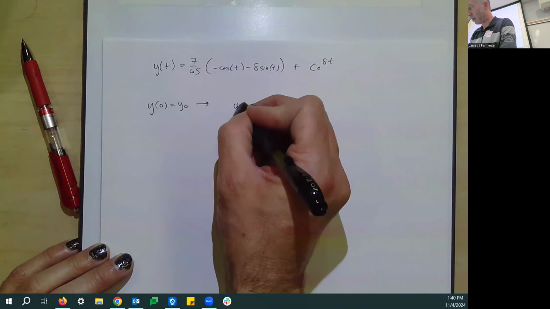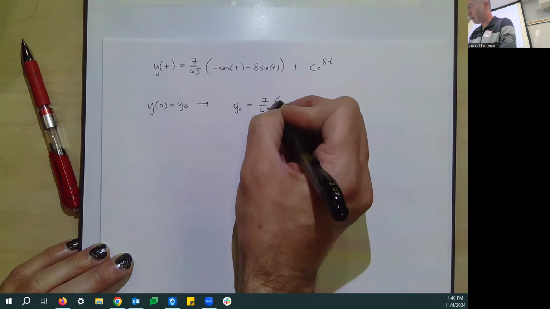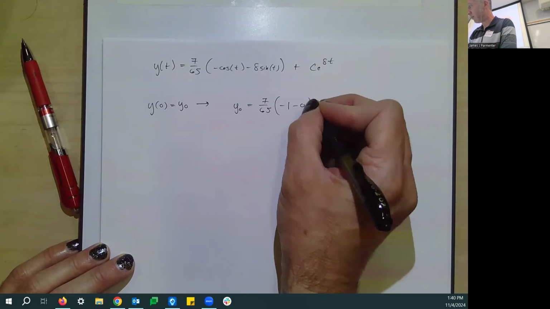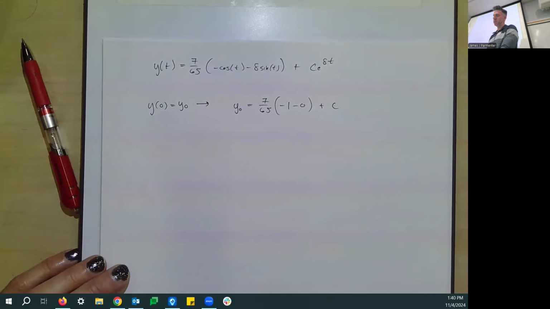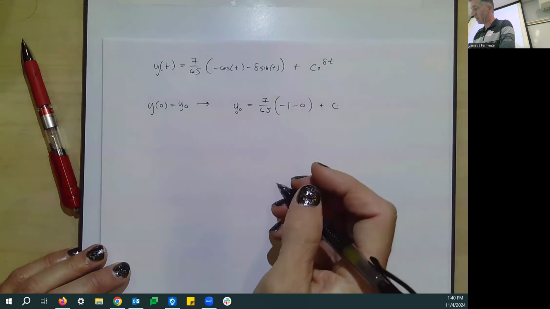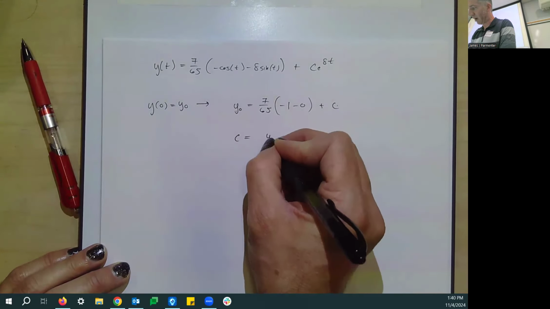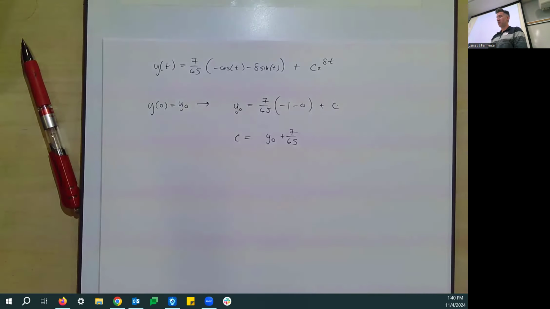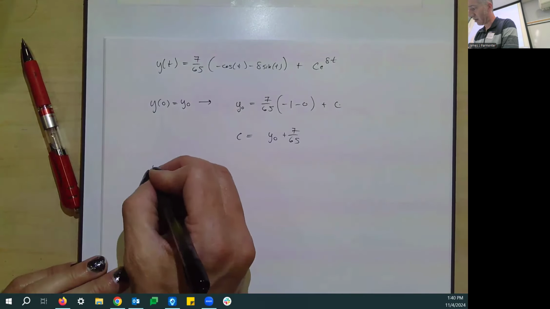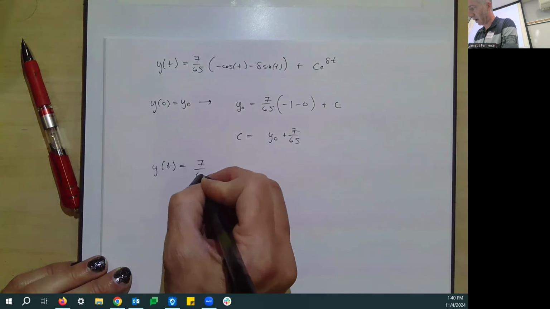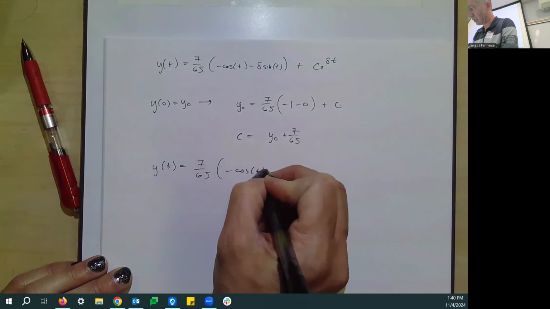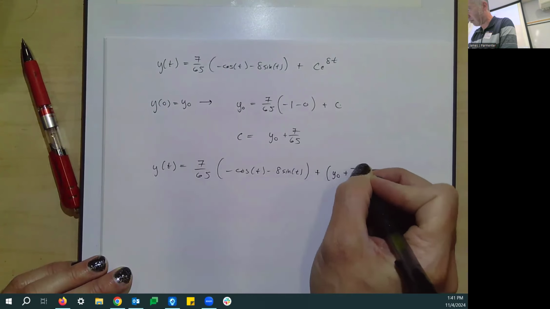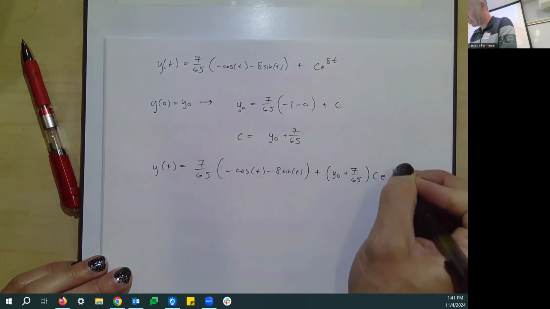So we're going to say that y naught equals 7 over 65 times negative cosine of 0, which is -1, minus 8 sine of 0, which is 0, plus c e to the 0, which is c. And then finally, we can solve for c and say that c is equal to y naught plus 7 over 65. That seems gross. So then I guess our final answer is y of t equals 7 over 65 times negative cosine of t minus 8 sine of t, plus y naught plus 7 over 65 times e to the 8t.